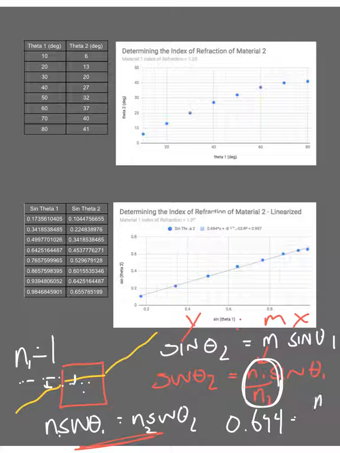equals n1, which is 1, over n2, and I would be able to figure out what n2 is. And so it's a great way to take data that we have and use that to figure out some unknown.